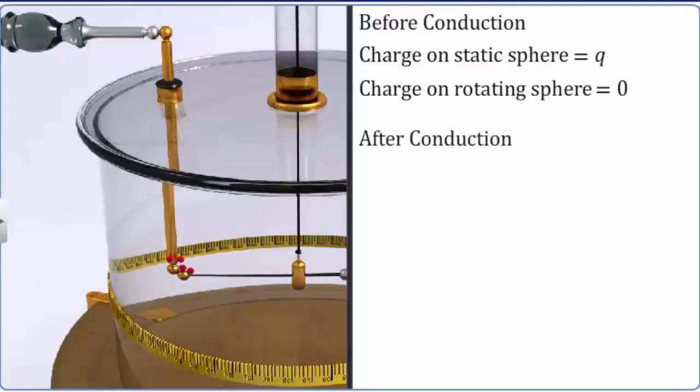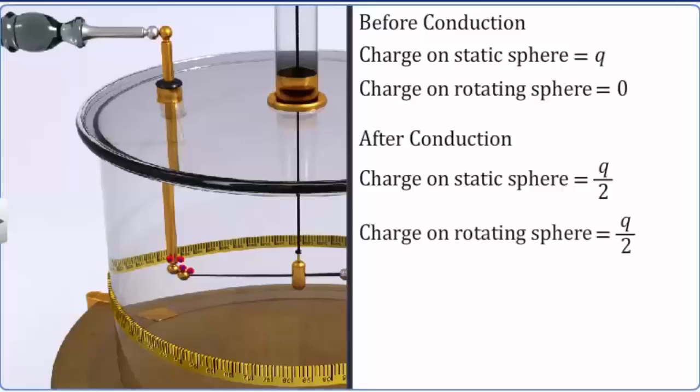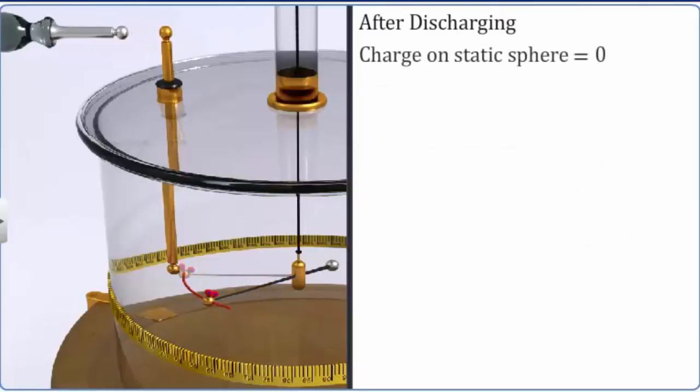Due to conduction, the charged static sphere now loses half of its charge, that is, Q by 2 to the other sphere. This happens because the two metal spheres are identical in size. Now, both the spheres are identically charged, with a charge of Q by 2 each. They start repelling each other since like charges repel. The measure of repulsion is the amount of deflection or the angle through which the sphere attached to the rod is displaced. The static sphere is now discharged by grounding.